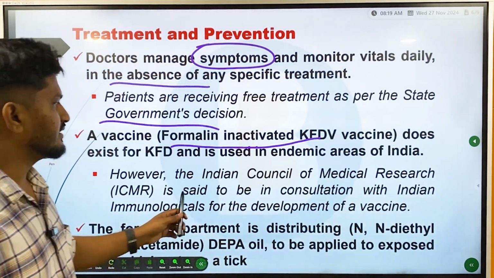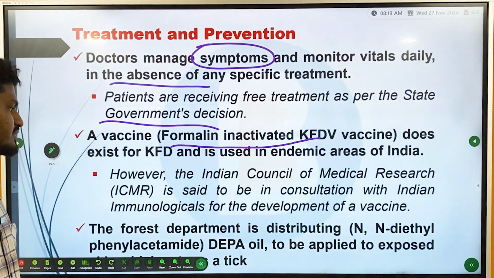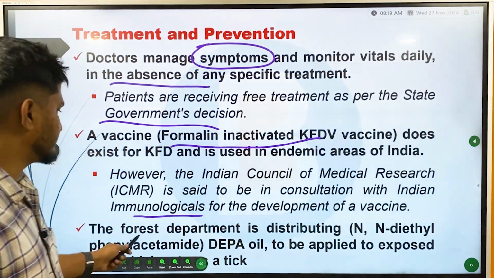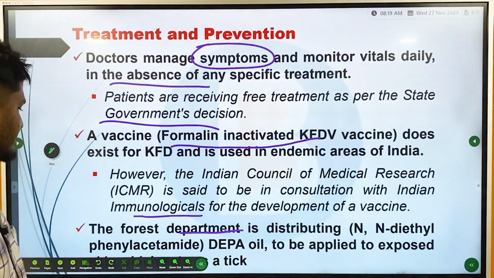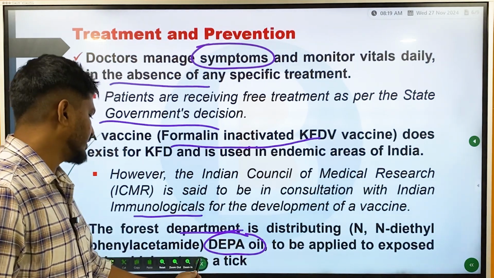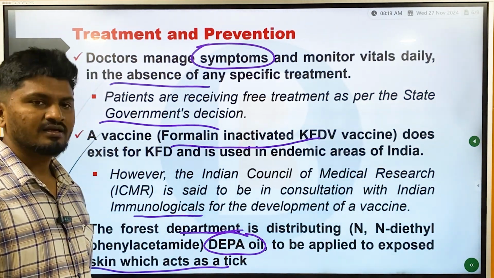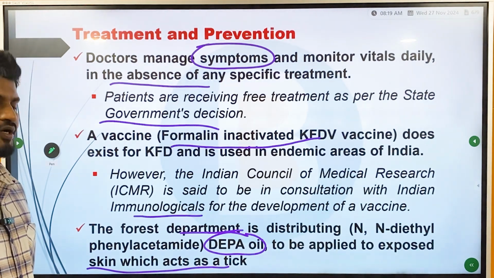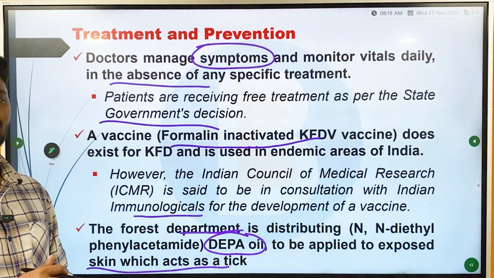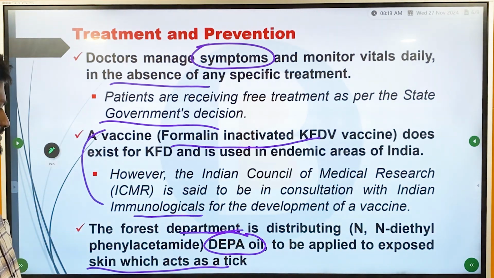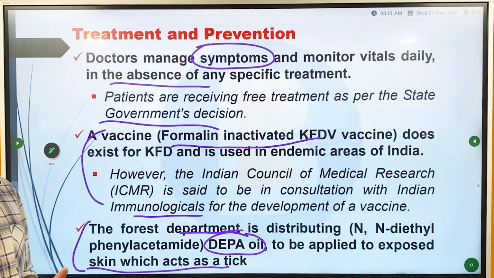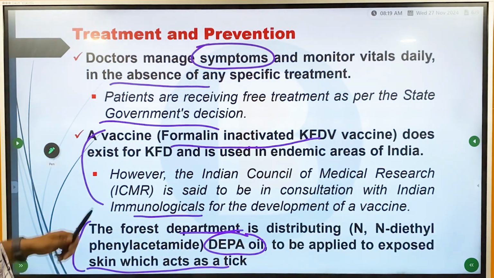However, the Indian Council of Medical Research is said to be in consultation with Indian Immunologicals for the development of a vaccine. The Forest Department is distributing N-diethyl phenylacetamide, that is DEPA oil, to be applied to exposed areas of skin, which acts as a tick repellent. Okay, this DEPA oil is provided by the government or Forest Department, and if you apply it to the body, then it will repel the ticks. Okay, so it is kind of a preventive measure. So there is a vaccine, and there is a preventive measure called DEPA oil. We apply DEPA oil to repel ticks, but there is no specific treatment.